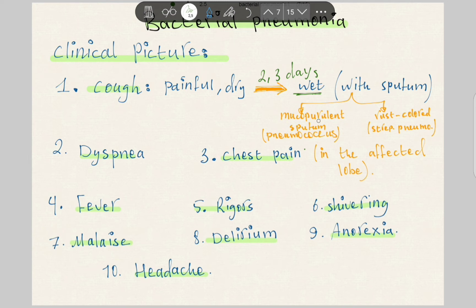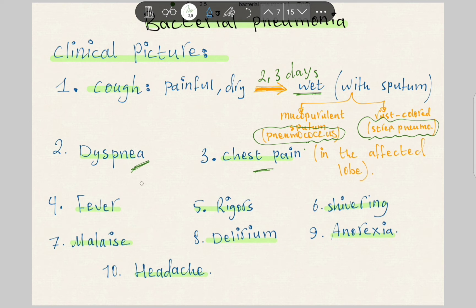So the sputum can be in two variants. It can be mucopurulent sputum. If the sputum is rust colored, the pneumonia is caused by Streptococcus pneumoniae. So keep in mind these two bacteria, which are the most important in developing pneumonia. So next symptom is dyspnea and chest pain. Chest pain especially occurs in the affected lobe. So remember, please, chest pain occurs only on the affected lobe.